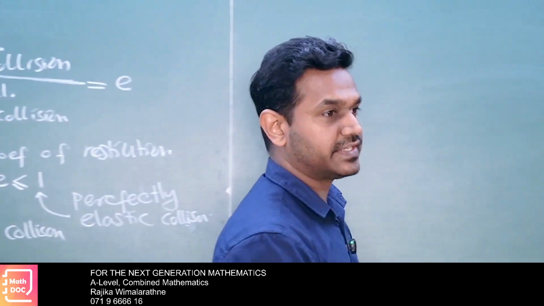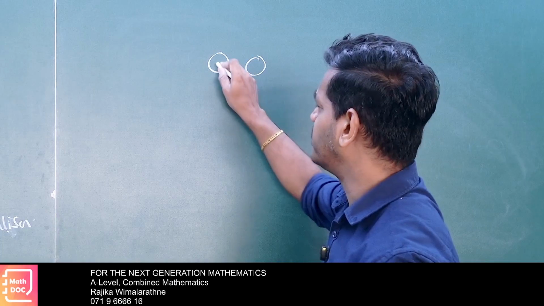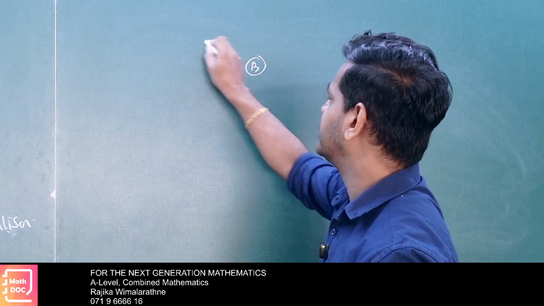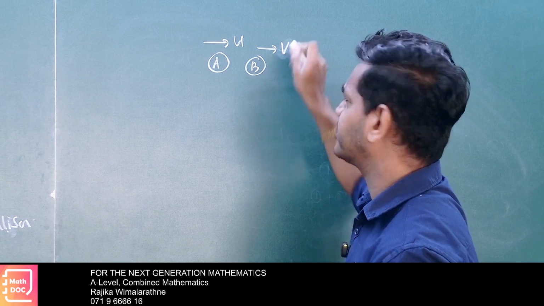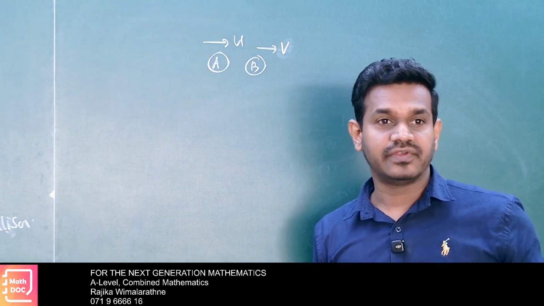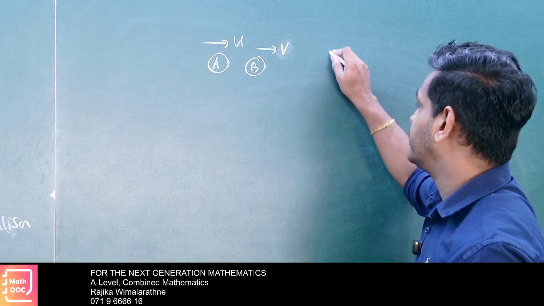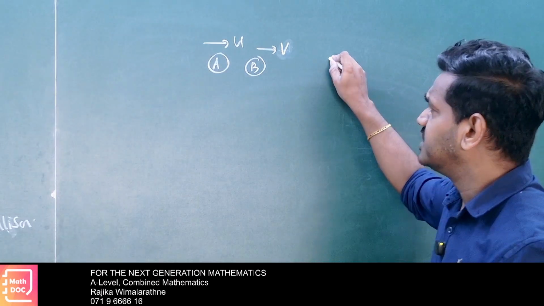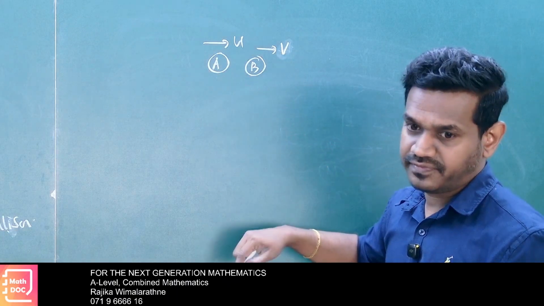Okay, now you see this one. Consider two spheres or two objects, let's say A, B. Velocity same direction, U and V. Then when they move same direction, relative velocity is the velocity difference. So you consider velocity of B with respect to A.